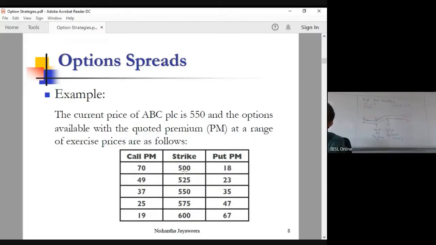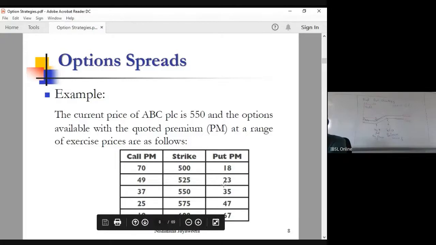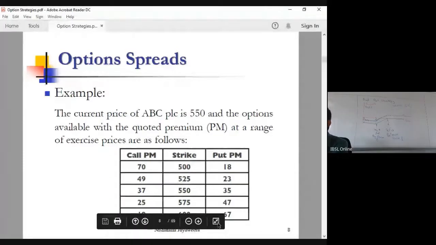When the option is in the money, there's an intrinsic value. What is that intrinsic value here? It is the difference between strike and market price. So there's a 50 intrinsic value. The remaining 20 is the time value. But when the strike is 500 and the market is at 550, the put option is out of the money. So no intrinsic value, only the time value. It is 18. Likewise, when the strike increases, you can see call premium decreases and put premium increases. So these are given.